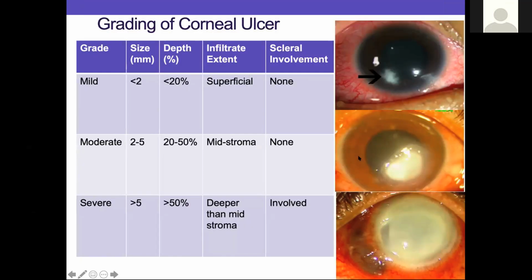You need to know what is the grade of the ulcer, which could be mild, moderate, or severe, because that determines what drugs you're going to start. So you remember 2 to 5, and more than 5. Depending on this, it could be mild, such as this, moderate, or severe, as is shown in these pictures.